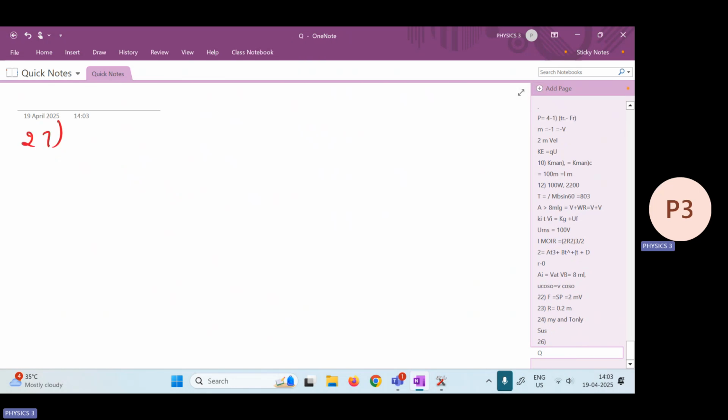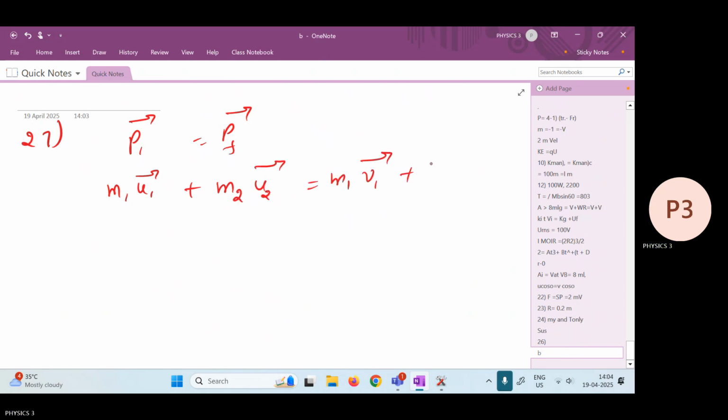In the 27th question, we have given a collision occurs between two identical balls, each of mass m, moving with velocities u1 and u2, collide head on. The coefficient of restitution is 0.5. The energy lost in the collision we have been asked. Okay, so one thing we can apply is linear momentum will be conserved. So Pi will be equal to Pf, means m1 u1 plus m2 u2 is equal to m1 v1 plus m2 v2. And e equation we can apply. e is given as 1 by 2, which is v2 minus v1 upon u1 minus u2.